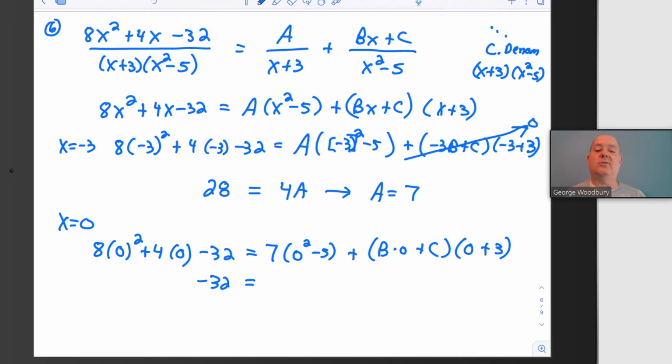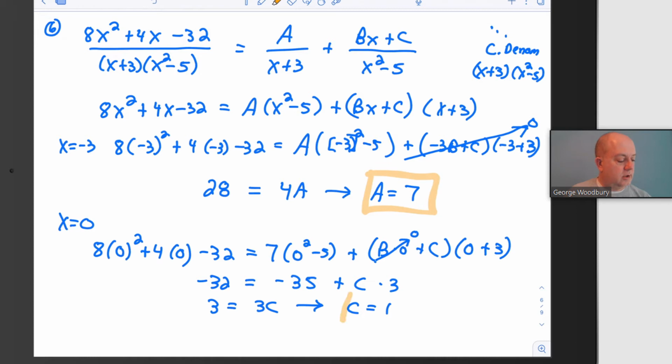All right, let's simplify. Like I said, that's -32. On the right-hand side, 0 squared is 0, minus 5 is -5, times 7, that first term is -35. B times 0 is 0. That leaves C times 3. Add 35 to both sides, we get 3 equals 3C, C equals 1. So now we have the second part of our solution. Now we just need to figure out what B is. This is where we're just going to have to pick a number that we feel like working with, and we might as well use 1. Small, easy to do arithmetic with.